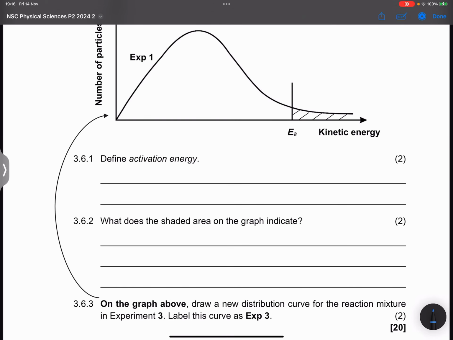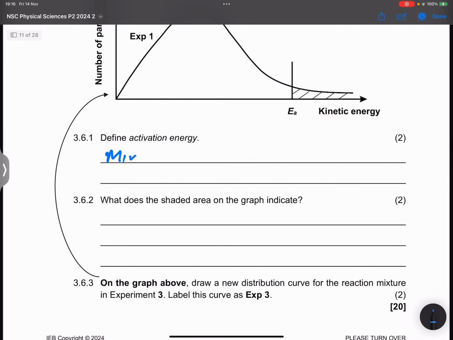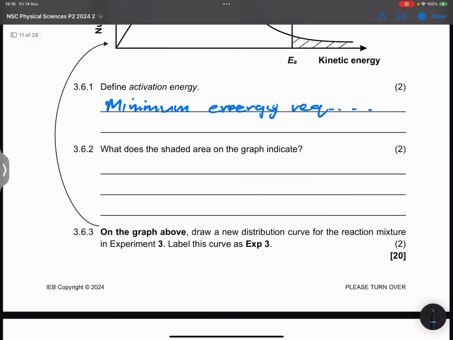They say define activation energy. Remember, by definition, this is the minimum energy required for a chemical reaction to take place. Please write that down. So just remember, minimum energy required. Right, you can complete that.